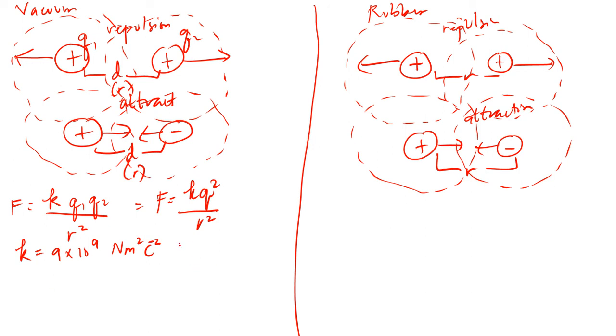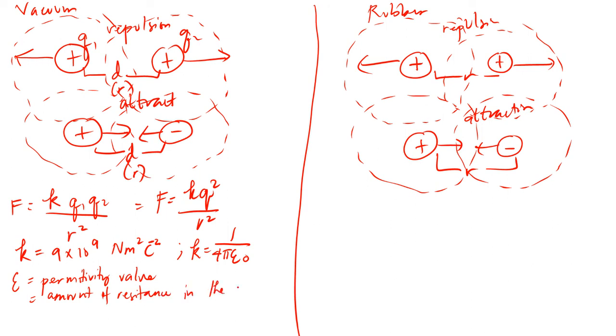But where does the value of K come from? It comes from the expanded form of K, which is 1 over 4 pi epsilon naught. What does epsilon mean? Epsilon means the permittivity value, which talks about the amount of resistance in the field. Now let's talk about the amount of resistance in the field.